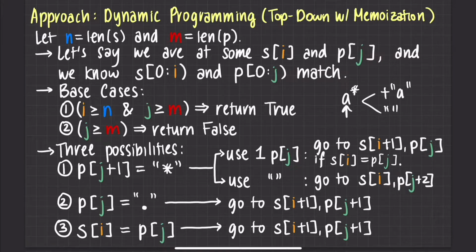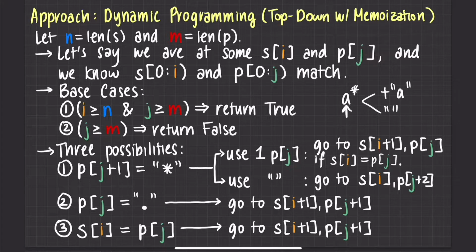So let's first look at what this means in terms of base cases. Well, there's going to be two bases we're going to encounter. First is if both I and J are finished, so they're past or equal to the length of n and m accordingly, it means we've traversed the entire two strings, both of them, and found out everything has matched so far. Therefore, we return true.